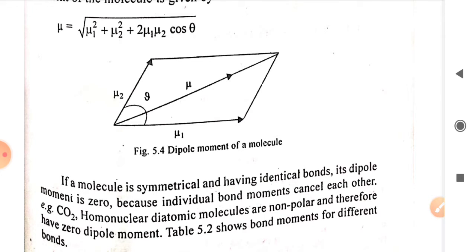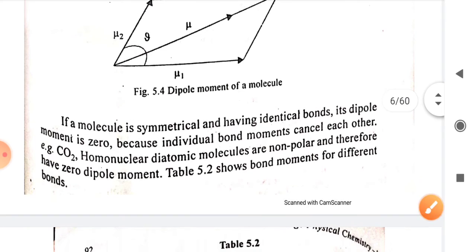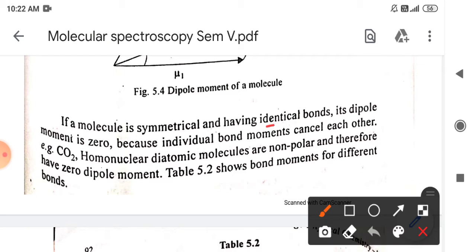Okay, if the molecule is symmetrical and has identical bonds, its dipole moment comes out to be 0. Why is it so?